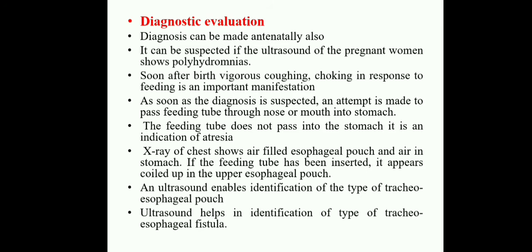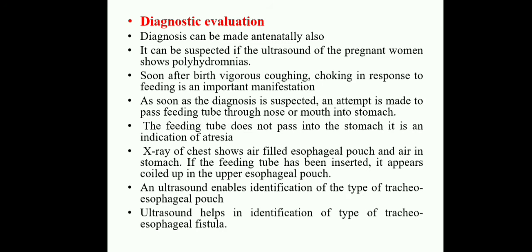Next, the feeding tube does not pass into the stomach. It is an indication of atresia. An X-ray of the chest shows air filling the esophageal pouch and air in the stomach. If the feeding tube has been inserted, it appears curled up in the upper esophageal pouch, tilting upwards. So that also is shown in the X-ray.